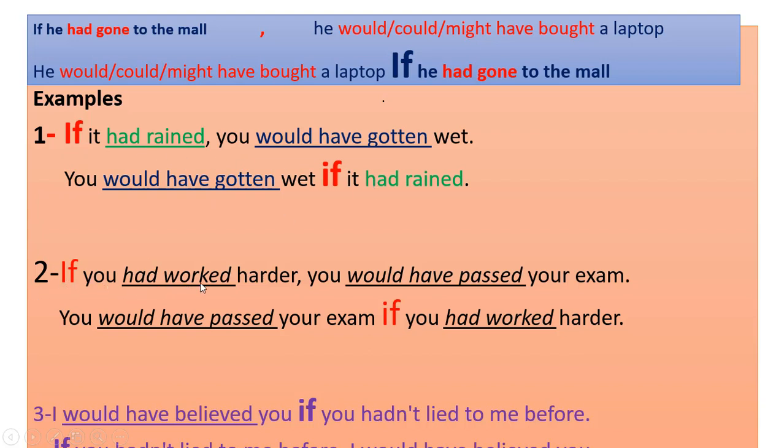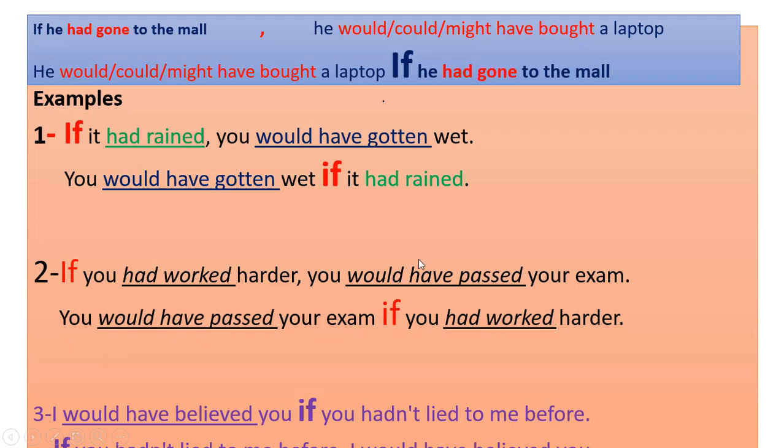Sentence 2. If you had worked harder, you would have passed your exam. Look here. The first verb, past perfect, had plus verb 3. The second one, would plus have plus verb 3 or past participle. And also you can begin with the main clause and finish with the if clause. You would have passed your exam if you had worked harder.